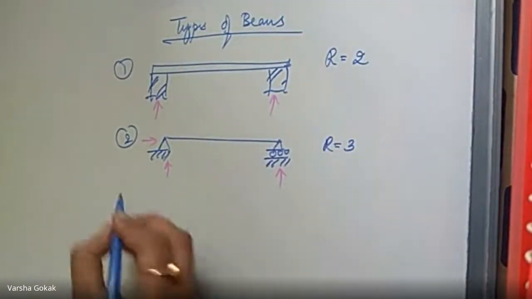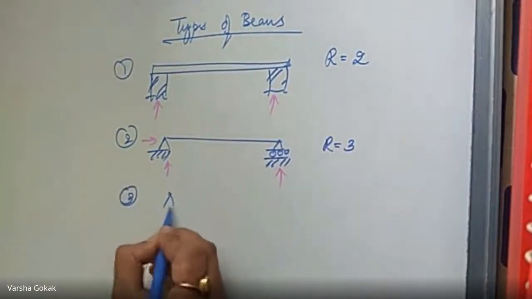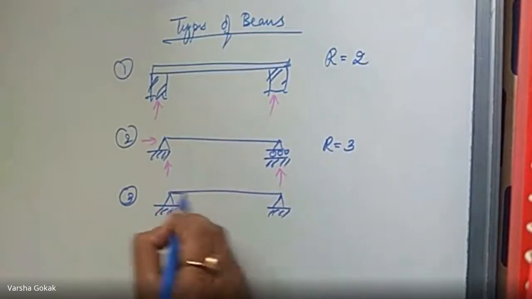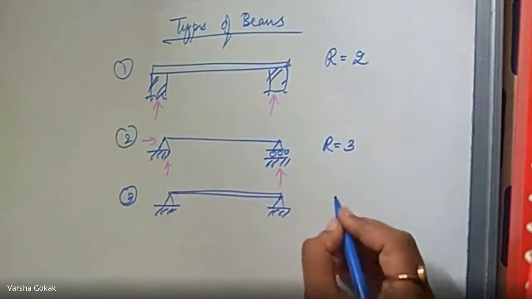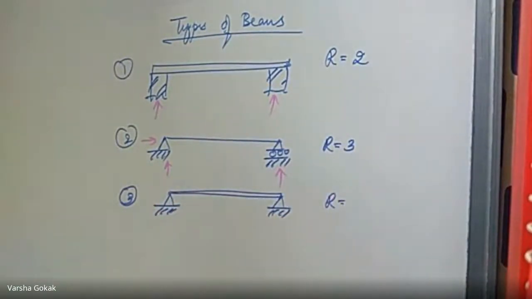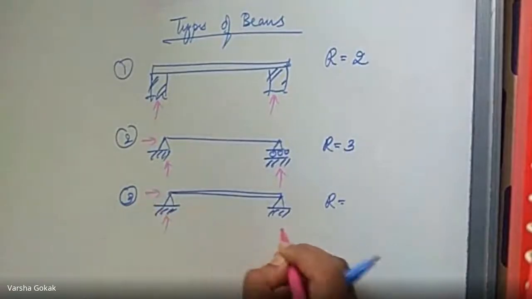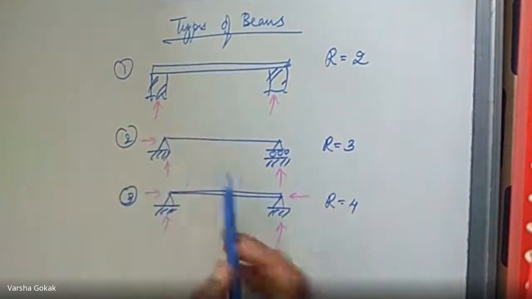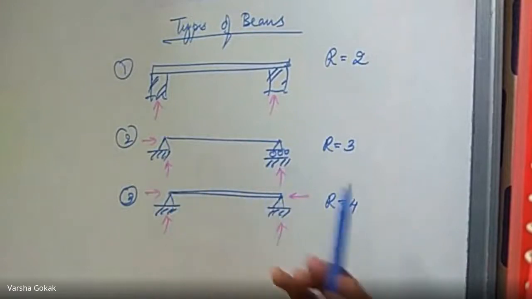3. Agree? Third one, if we have a beam which has end supports, both of them hinges, what is the total number of reactions here? 4, because here I'll have 2 and here I'll have 2. So total number of reactions here is going to be 4. So this is a simply supported beam. This is a one end hinge, one end roller beam. This is a both ends hinge beam.